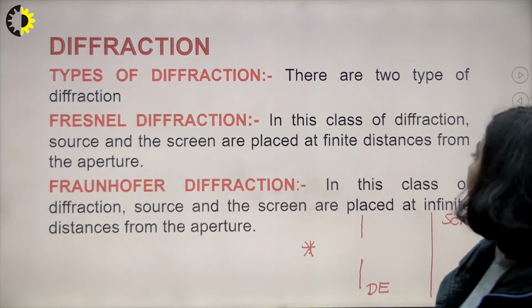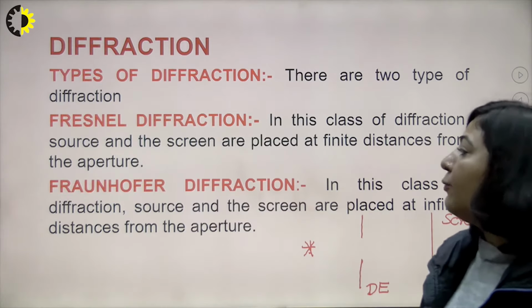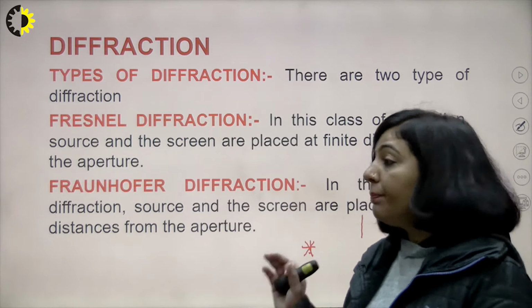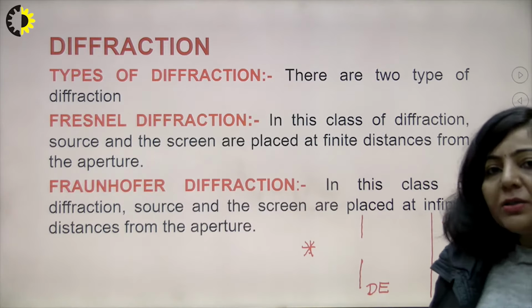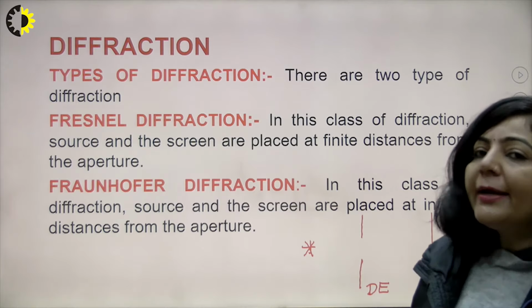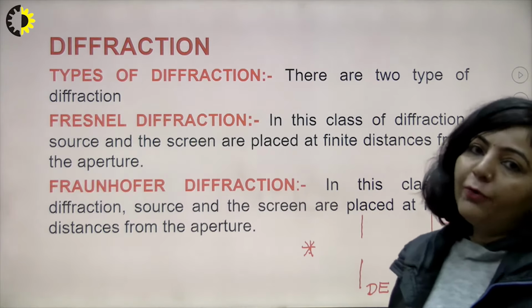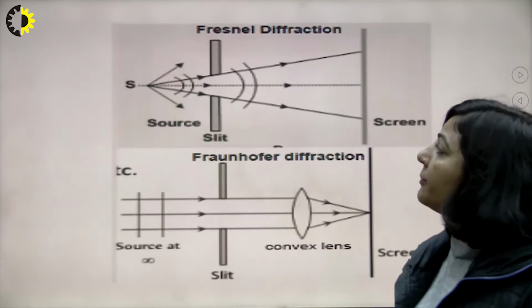In case of Fraunhofer diffraction, source and screen are placed at infinite distances from the aperture. Means from this diffracting element, if the source and screen are at finite distance, that will be your Fresnel diffraction. And if they are at infinite distance, then that will be your Fraunhofer diffraction. That is the difference between these two types of diffraction patterns.